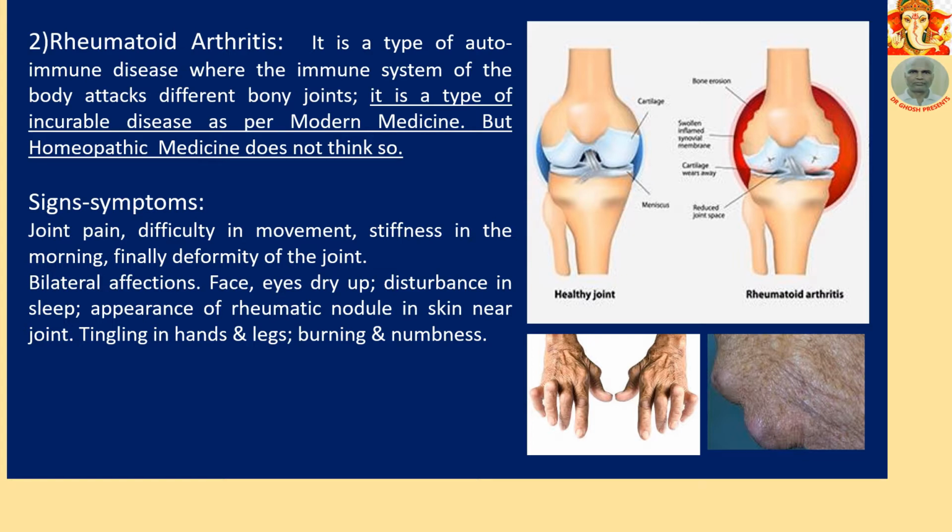Here also, a healthy joint and an affected joint have been shown. Please check it and read what are the types of changes, etc. Signs, symptoms: joint pain, difficulty in movement, stiffness in the morning, finally deformity of the joint, bilateral affection. This is very interesting. Generally, rheumatoid arthritis is bilateral in nature. If it is on the right hand side, it will be on the left hand side also, whether it is leg or hands.